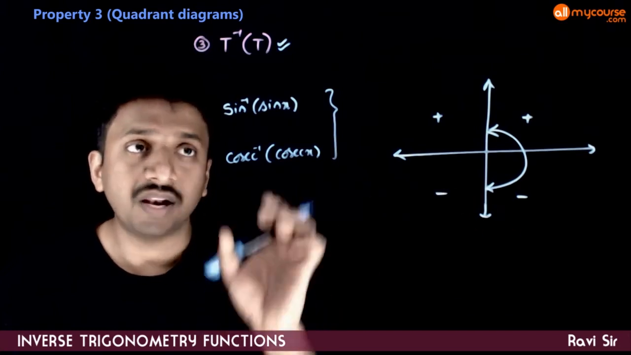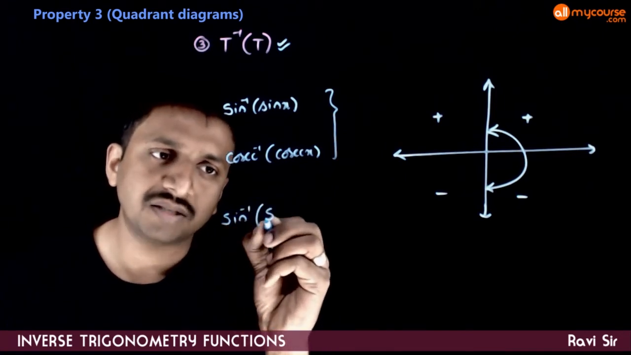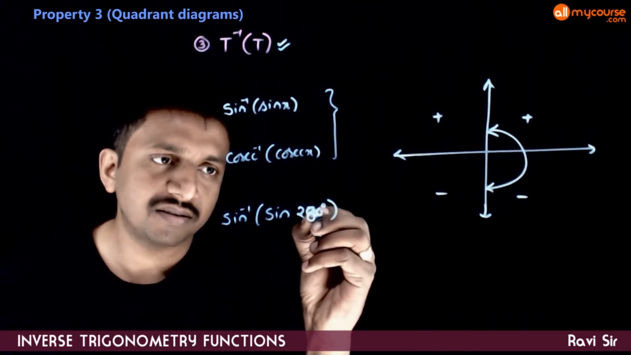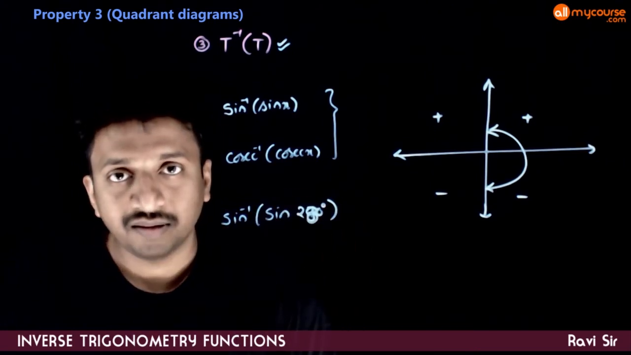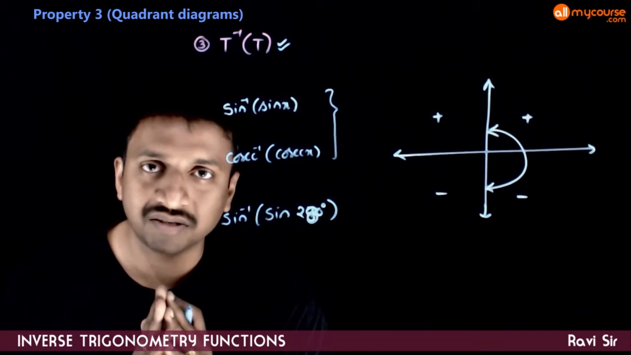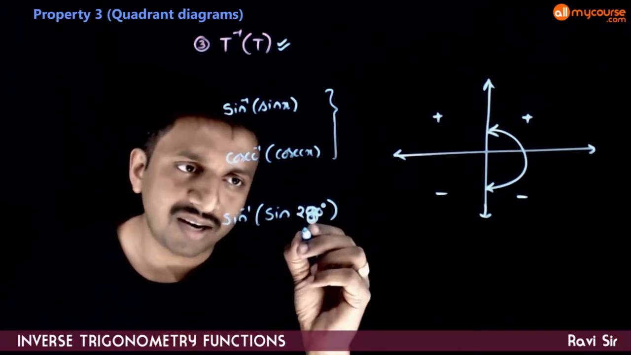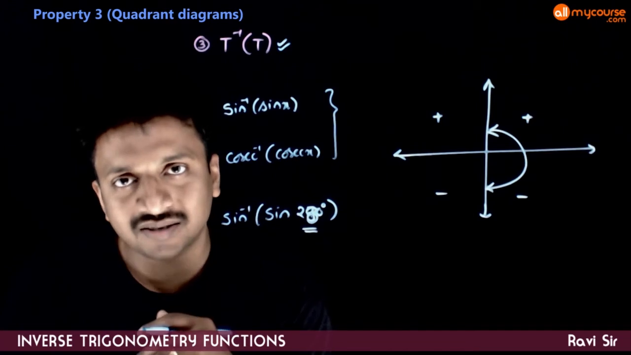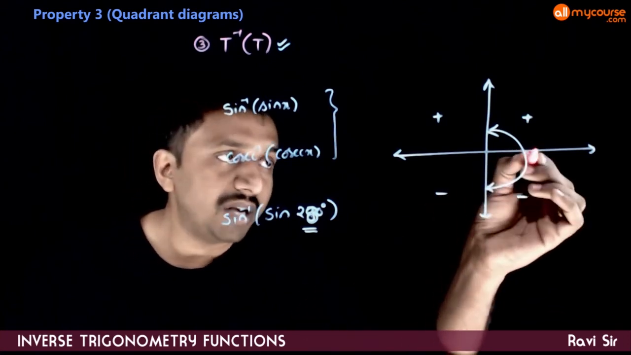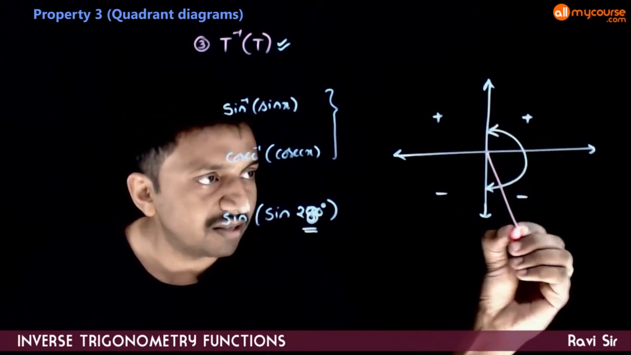And this diagram will be useful in solving expressions of this form. For example, if you have sine inverse of sine 280 degrees. First, you can very clearly see that 280 degrees is not in the range of sine inverse, so these two will not get cancelled. So in that case, you draw the ray corresponding to the angle 280 degrees. You know how to draw the ray, right? So I'll rotate the ray through an angle of 280 degrees. So 90 degrees, 180, 270, 280 degrees. So the ray stops somewhere here.